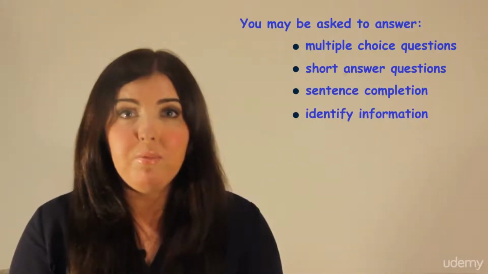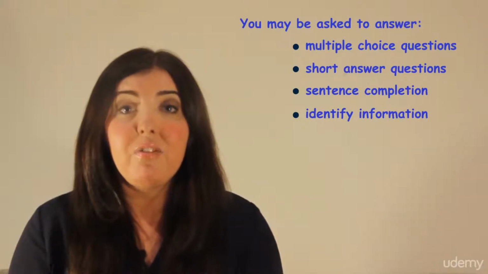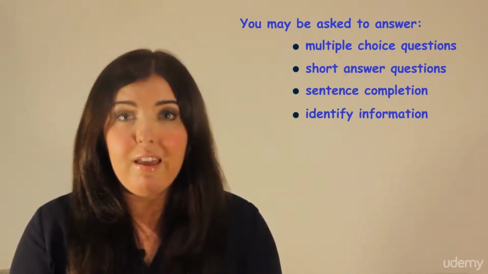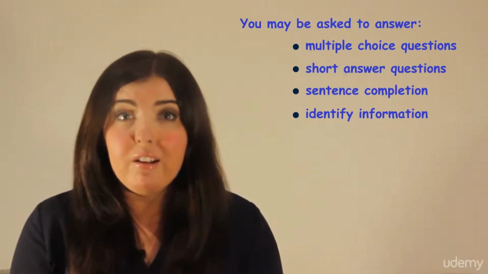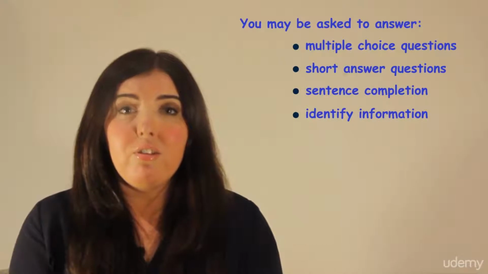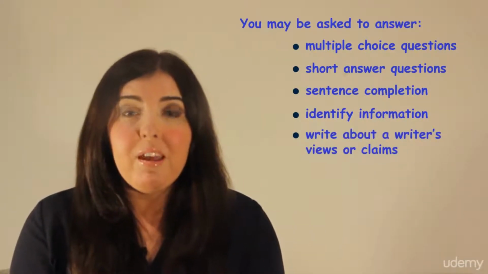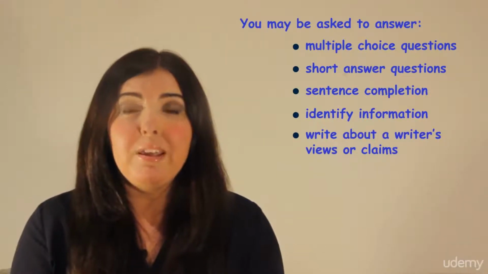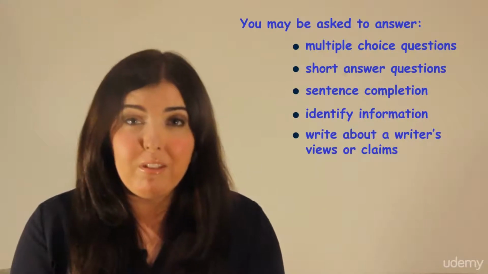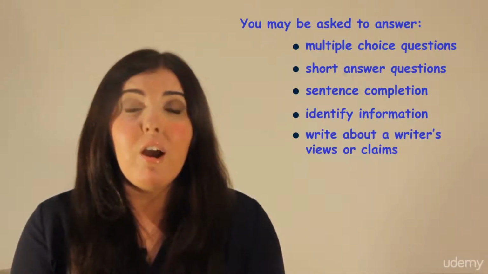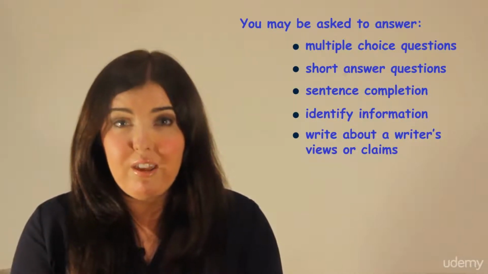Identifying information, where you are given a number of statements and then asked if they agree with the information in the text. Here you need to write true, false or not given in the boxes on your answer sheet. Then there are questions about a writer's views or claims. In this type of question, you are normally given a number of statements and asked if the writer agrees with these statements. You have to write yes, no or not given in the boxes on your answer sheet again.